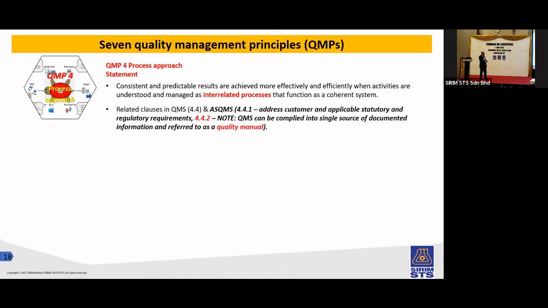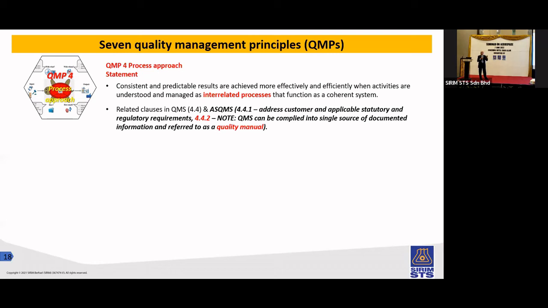Termasuk juga in aerospace. What are the standard related to quality management system 4.4? Quality management system dan proses-prosesnya. Process mapping dekat 4.4, and then 4.4.1 address customer and applicable statutory and regulatory requirements. Because in aerospace they have many statutory and regulatory requirements to add on in the system. Itu yang paling mencabar sekali, to meet the regulatory requirements of Airbus and also Boeing.